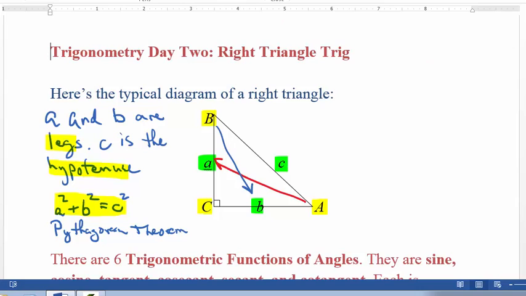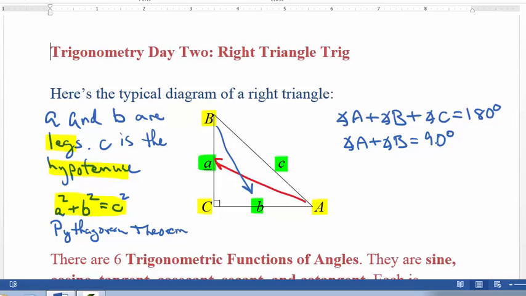Oh, and there was one other thing that you probably covered in geometry, and that was this idea of the sum of the measures of the angles. So if you take angle A plus angle B plus angle C, since this is a triangle, the 3 angles have to add up to 180 degrees. And since C was a right angle, which is 90 degrees, we also knew that angle A plus angle B is 90 degrees.